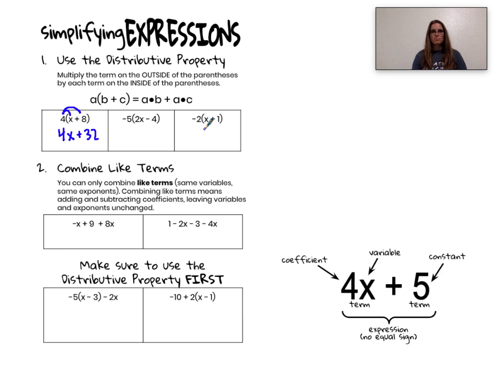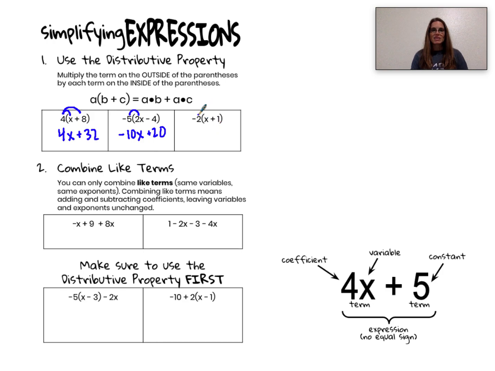It gets a little bit more error prone when we start including negatives. So negative 5 times 2x is a negative times a positive. We're multiplying those coefficients. Negative 5 times positive 2 is negative 10x. Then we have negative 5 times negative 4. A negative times a negative is a positive. So we have negative 10x plus 20.